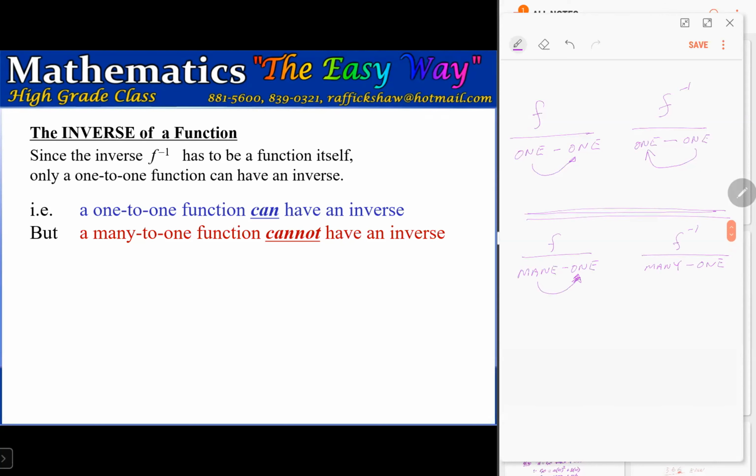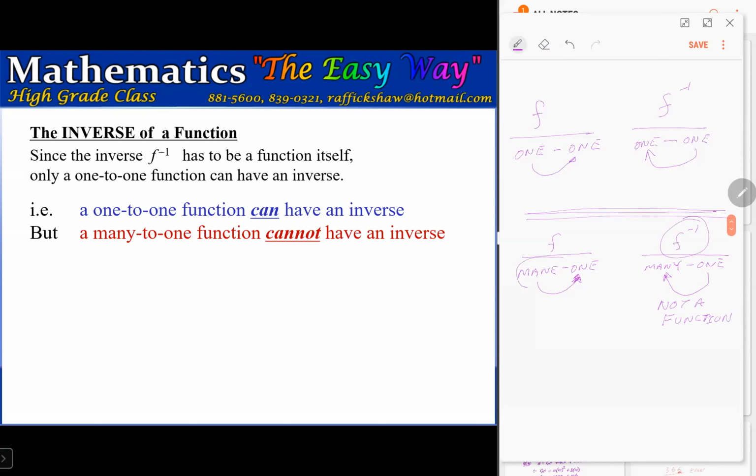That is a function. But if we try to reverse the mapping and go one to many, what did we say? One to many is not a function. Not a function. And because we said the inverse has to be a function as well, this would not be a function down here.